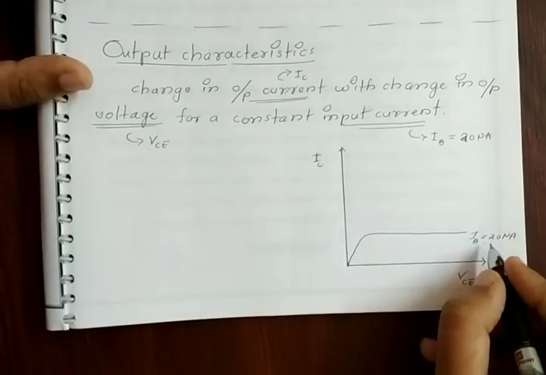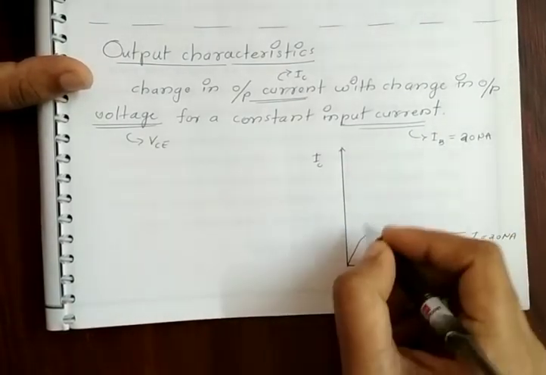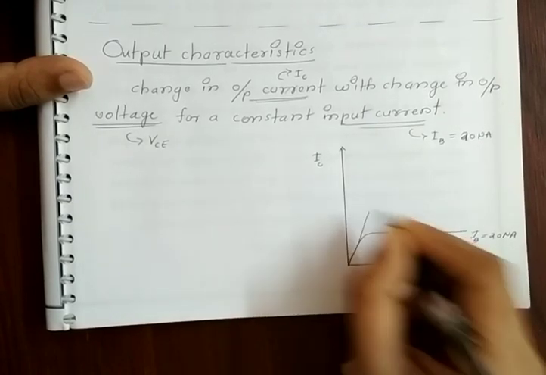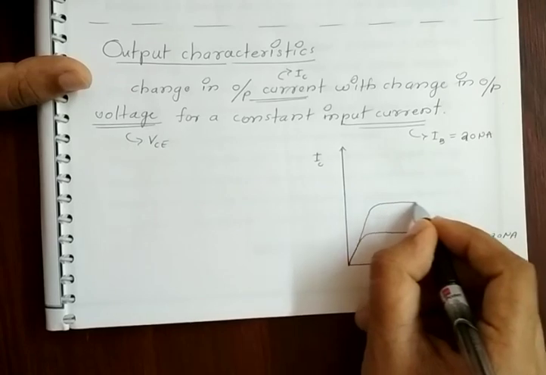Suppose we change IB to 40 microampere, then the graph will start at the same point like this, and it will increase to a slightly greater height, and again it will be saturated.